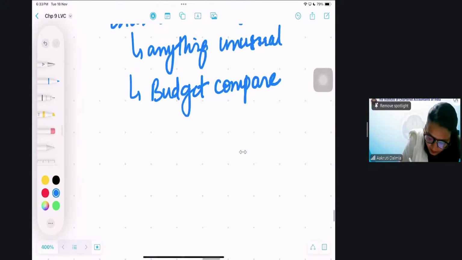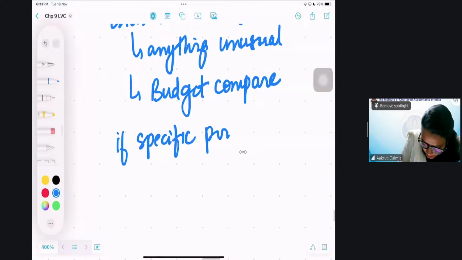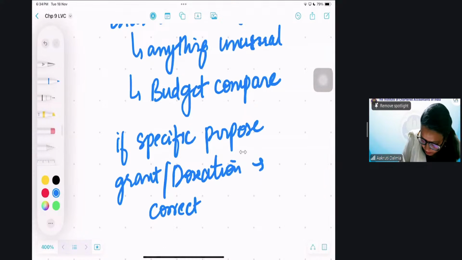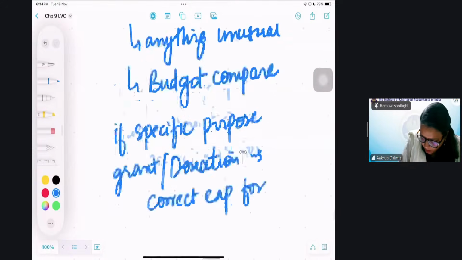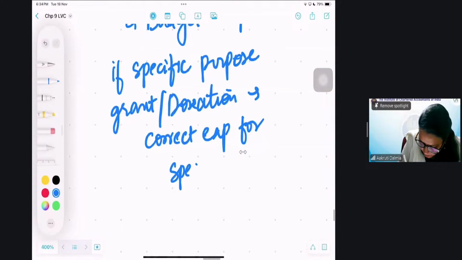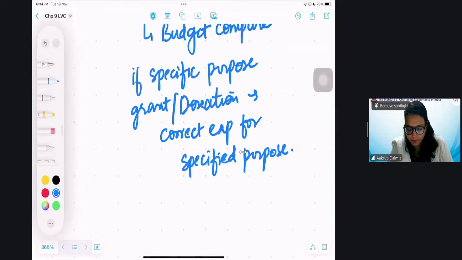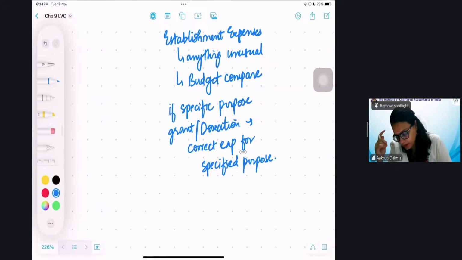And last expense, if specific purpose grant or donation, correct expenditure for correct purpose. So if any expenses have been done, but it is done from some donation or grant, we need to check whether it is done for the correct purpose or not. Everyone clear till now? Everyone clear?